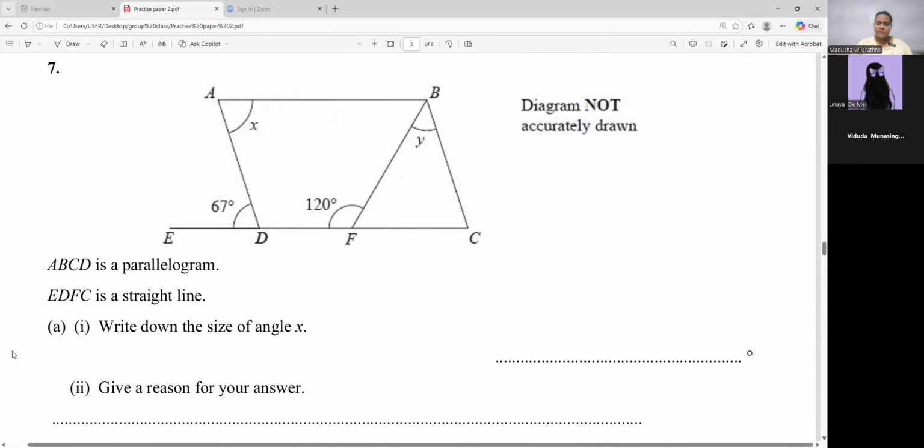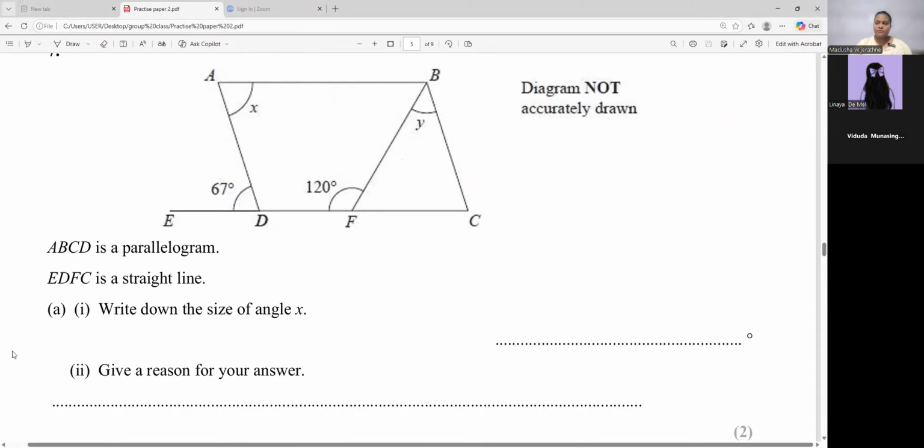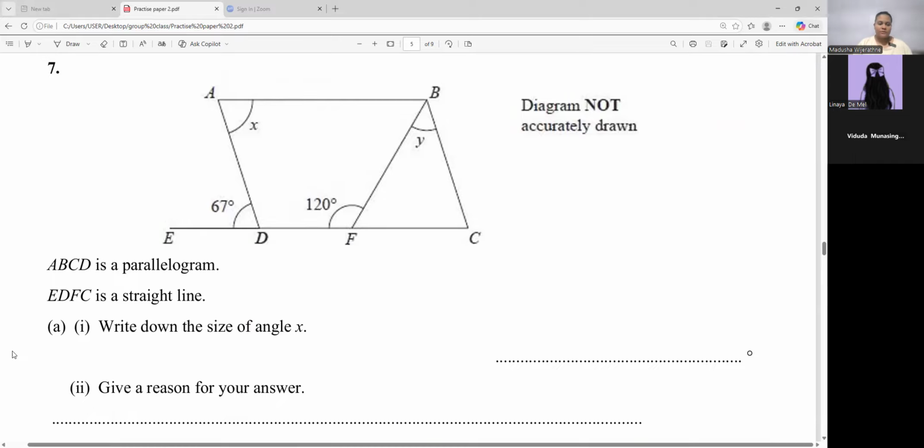You don't get those 3 marks if your answer is minus 5.75. Seventh question. ABCD is a parallelogram. EDFC is a straight line. Write down the size of X.